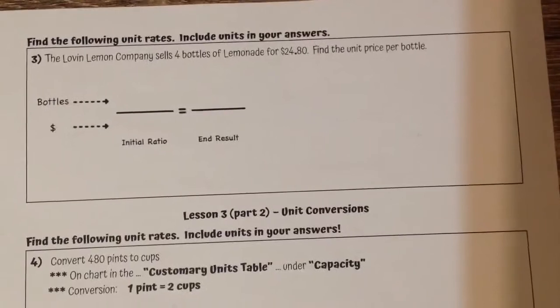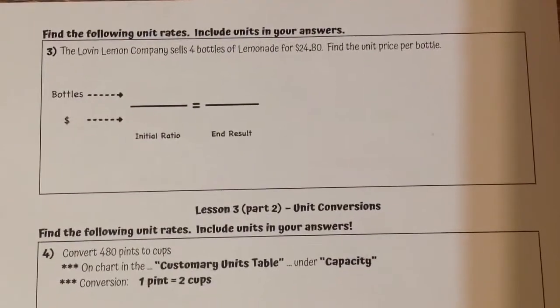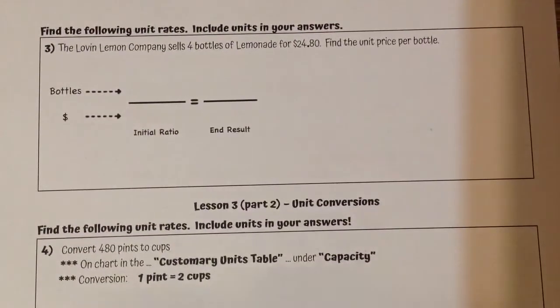All right, then we're going to look at one more of these before we get into unit conversion. Find the following unit rates, include your units in your answers. The Lovin' Lemon Company sells 4 bottles of lemonade for $24.80. Find the unit price per bottle.